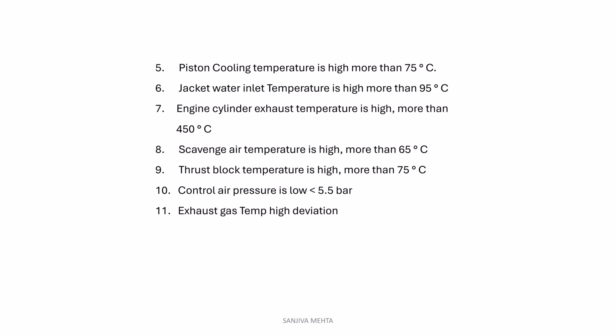Control air pressure is low, less than 5.5 bar: slow down. Exhaust gas temperature high deviation between two units, or three units, among the units: slow down. All right.